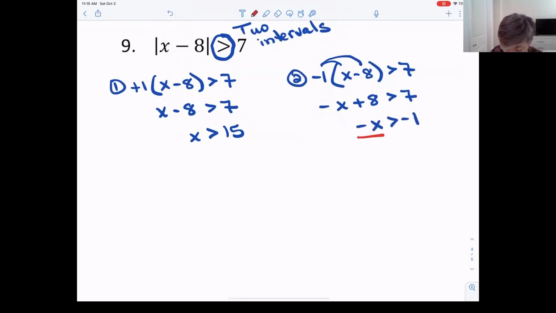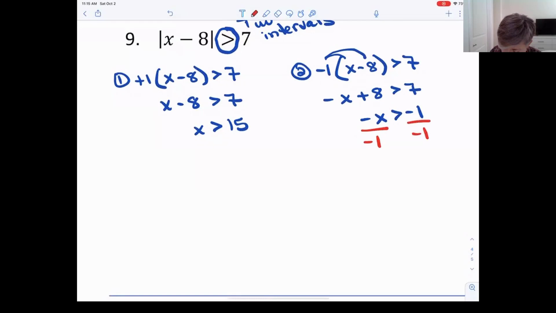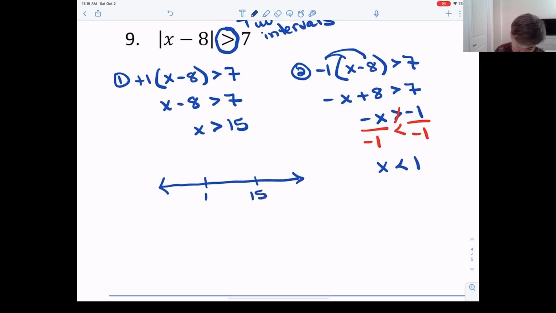Again, I'm going to show the division here. We're going to divide both sides by the negative 1 coefficient of x. But when we do that, we have to switch that inequality, and that will give us x is less than positive 1. If we were to graph these on a number line, we're looking at 1 and 15.